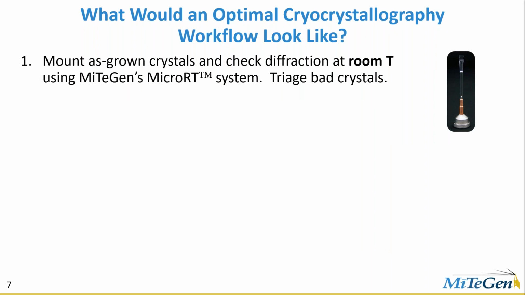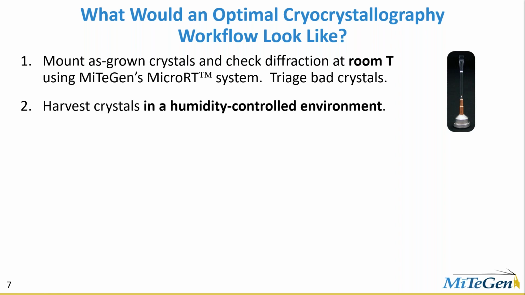What would an optimal cryocrystallography workflow look like? Well, first thing you want to do, which unfortunately very few people do, but they should, is to mount their as-grown crystals and check their diffraction at room temperature using Mitogen's micro-RT system. Cooling almost never leads to improved crystal order except for reduced thermal disorder. It almost always increases crystal disorder, so get rid of the bad crystals from the start. And also start with good crystals so you have some idea whether your cooling process is problematic or not.